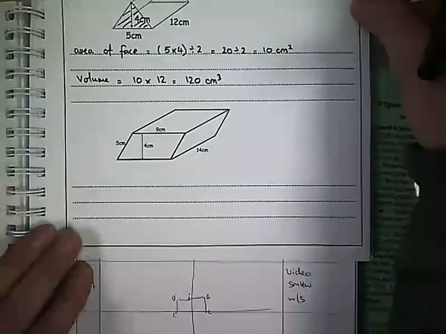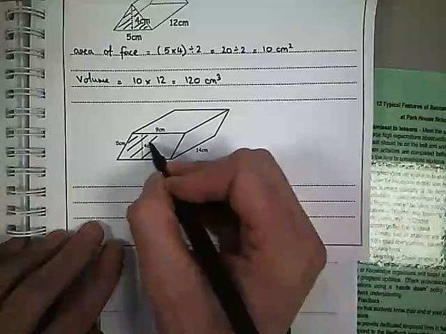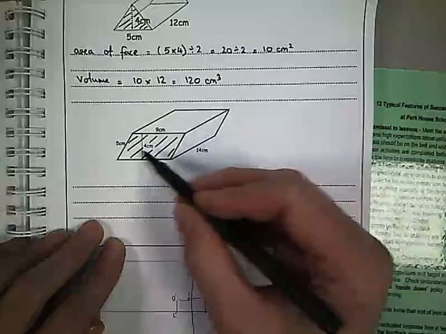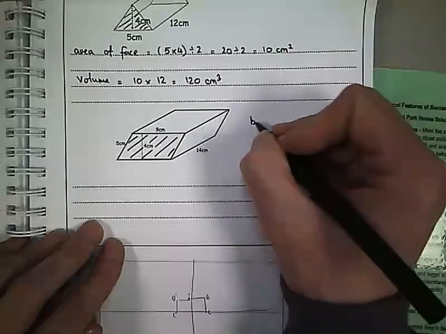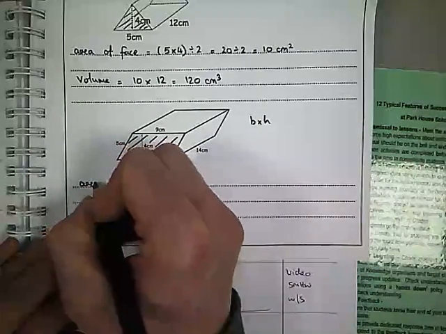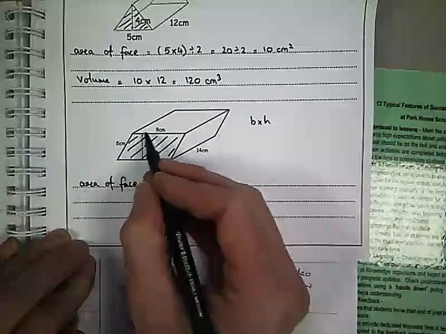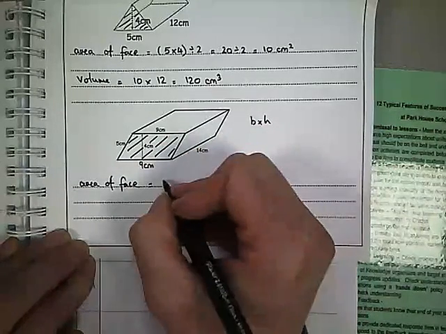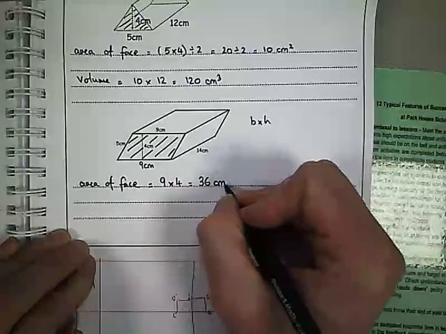So this time I've got a parallelogram. Now to work out the area of a parallelogram, it is a prism, so once I've worked out the area I'm going to times it by its length, just like I've done before. To work out the area of a parallelogram, it's the base times the height, just like a rectangle. So area of the face is equal to, well, the base is going to be exactly the same length as the length on the top, so that's 9 centimetres. The height is 4 centimetres. So it's 9 times 4, which equals 36. We're working in centimetres, so it's centimetres squared.